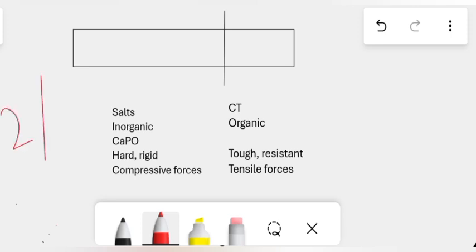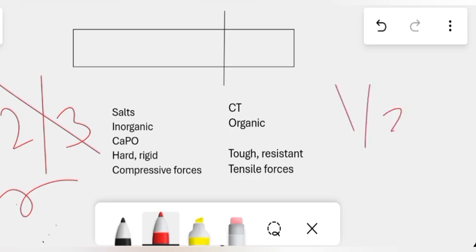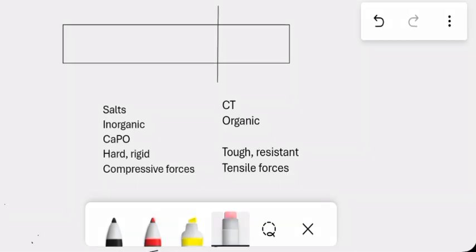Now, if you take this 2/3 salts and you remove it completely from the equation, so let's suppose there's a bone and there's no salt in it, it would become very soft and you can just make a knot out of that bone. But if you take the connective tissue, which is 1/3, and you remove that, so then the bone would become very fragile. It would become like a piece of chalk and it would just crumble, right?